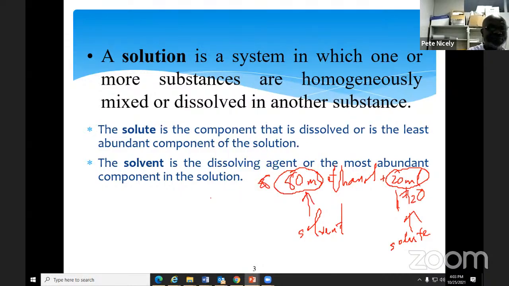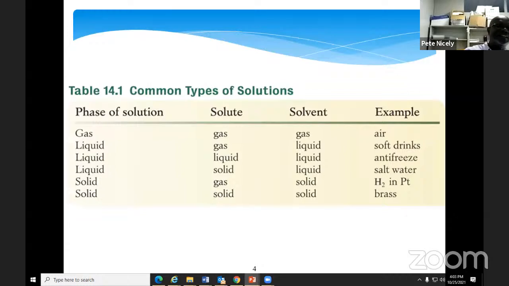Okay, so let me go back to my pointer function here. This slide gives you a comprehensive list of the different types of solutions that can be made. You can have, for example, a solution made up of two gases, in which case the phase of the solution will be a gaseous phase. A good example of that is the air we breathe. The air we breathe is mostly nitrogen, if I remember correctly, about 80% nitrogen, and then you have oxygen, and then you have some other gases. So that's a mixture, which is a solution.